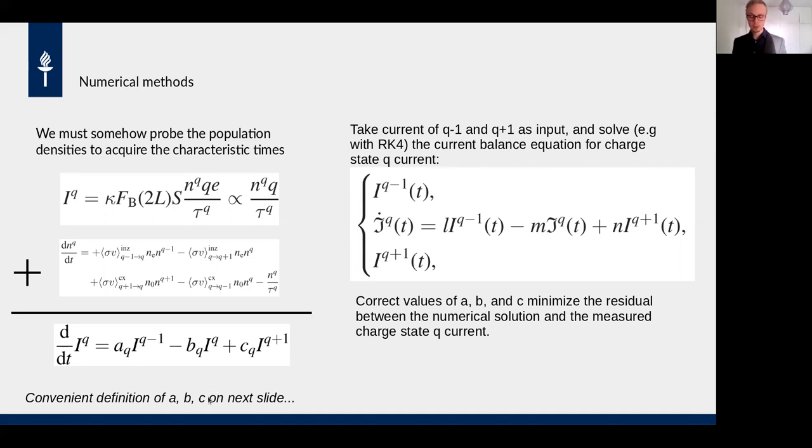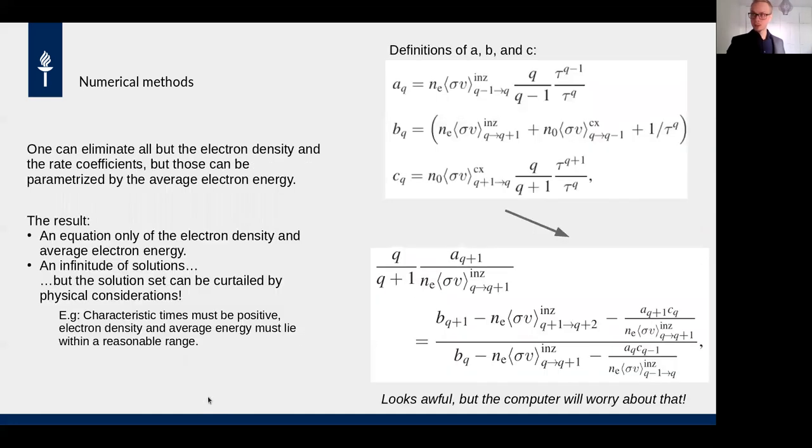Once we have determined the coefficients A, B, and C, we can determine from them the electron density and the average electron energy, which is hidden inside the ionization rate coefficients. Once the electron density and average energy are obtained, we can use those to calculate the characteristic times, again, from the definitions of the fitting parameters A, B, and C.